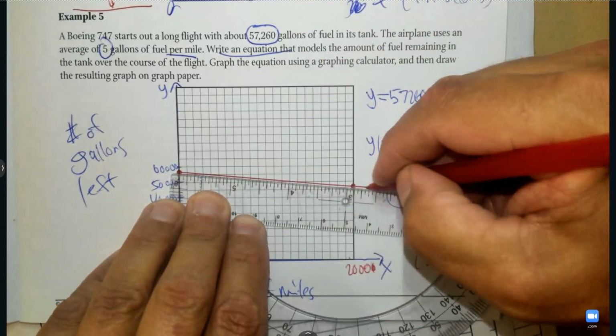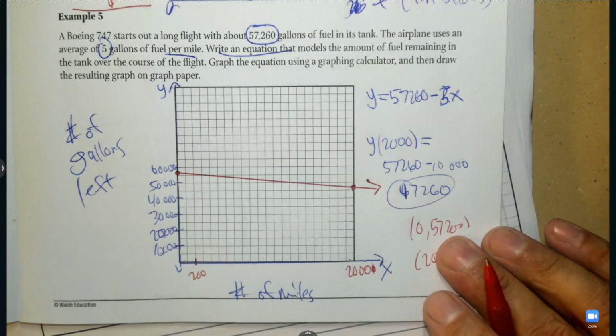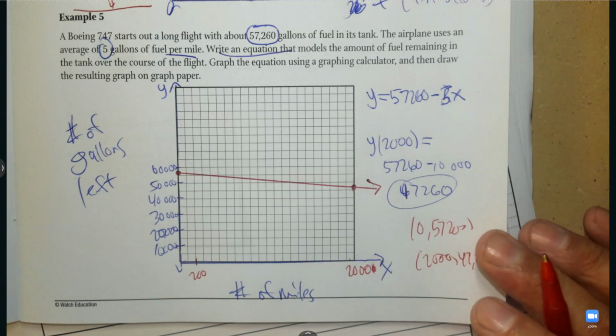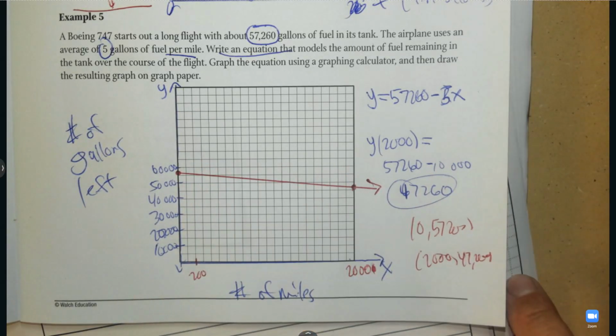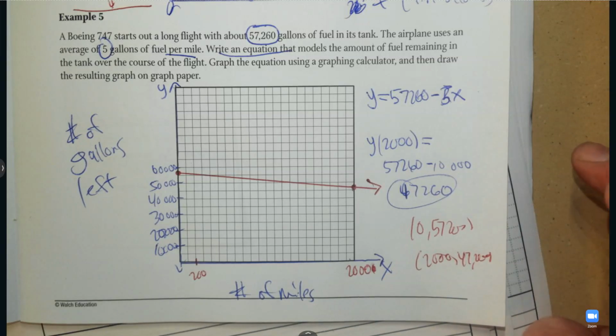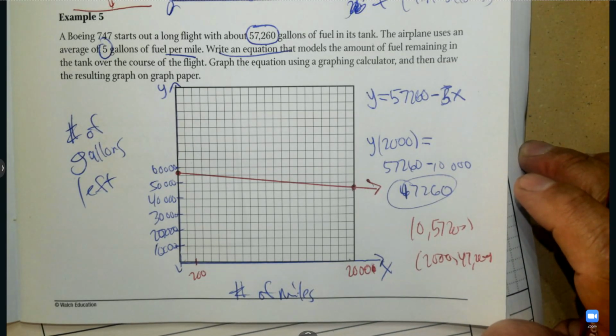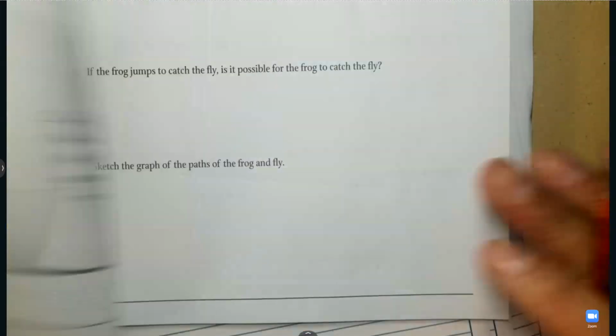And you can see again, the fuel is declining as you're going the number of miles you are. And you could extend and see when it will be 0 to know how many miles you could go if you use 5 gallons of fuel per mile. All right, turn the page. This is our last one.